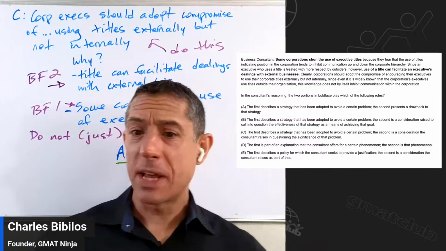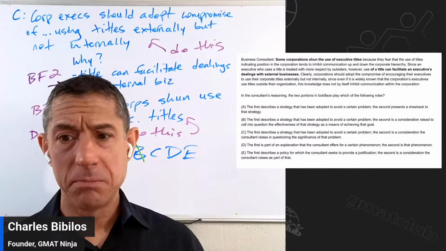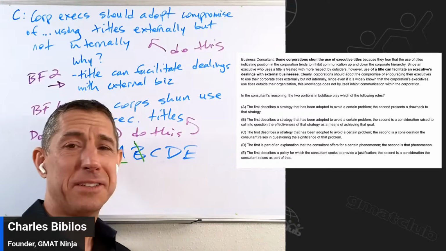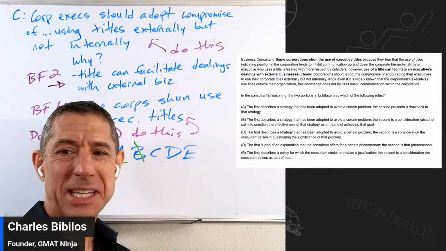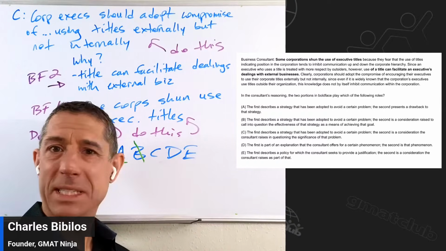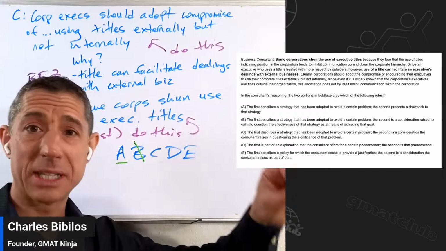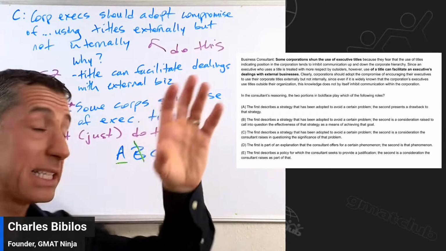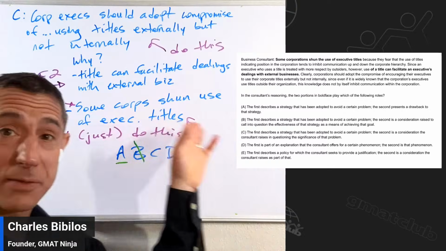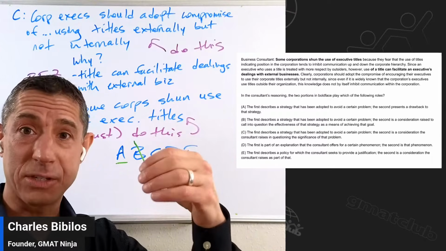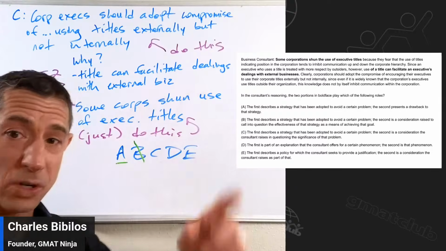C, first describes a strategy that has been adopted to avoid a certain problem. Good. The second is a consideration the consultant raises in questioning the significance of that problem? No, it's a different problem the consultant's talking about here. External communication, totally separate. So it's not addressing the significance of the problem addressed by the first boldface. Problem addressed by the first boldface, internal communication. Second boldface, it's about external communication.